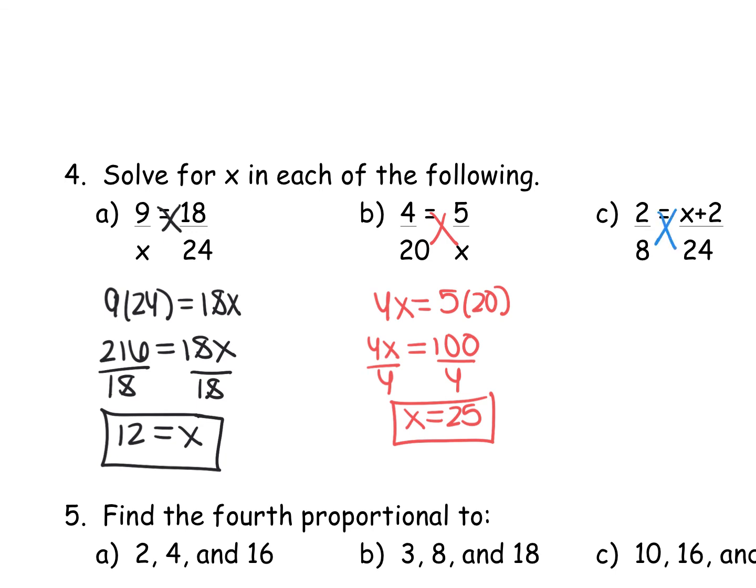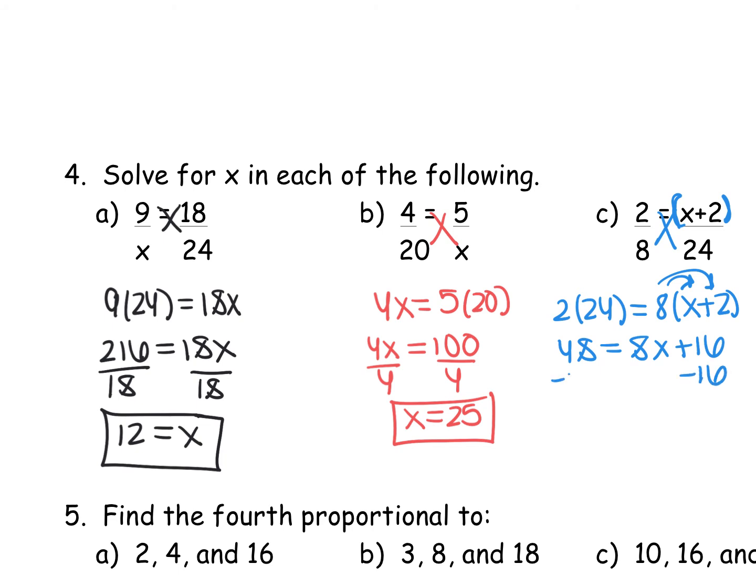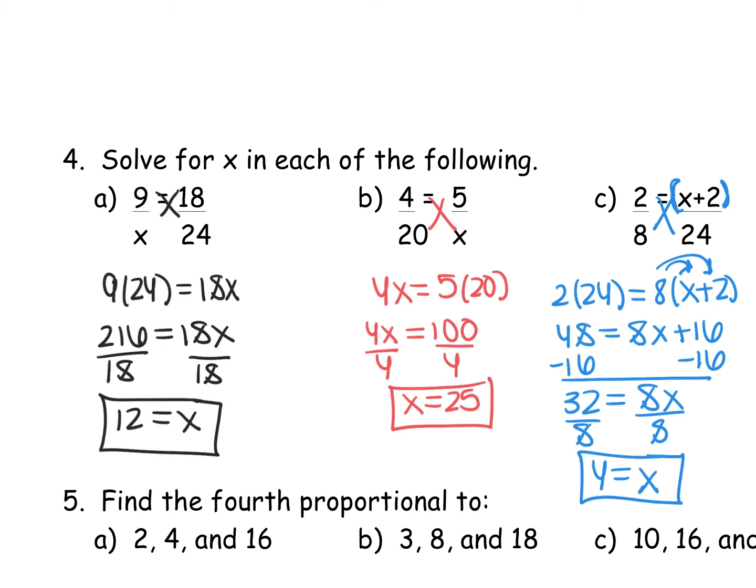Lastly, for C, we have 2 times 24 and 8 times x plus 2. Remember, you put parentheses around the x plus 2 if you need. 2 times 24 is 48. When we distribute, 8 times x is 8x, and 8 times 2 is 16. Subtract 16 from both sides. And lastly, divide each side by 8. So we get 4 is equal to x.